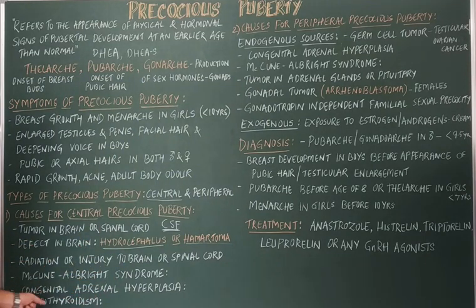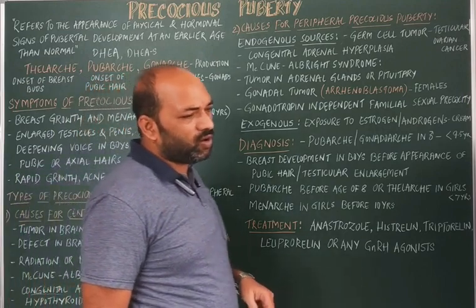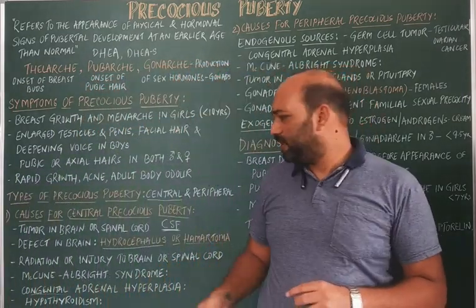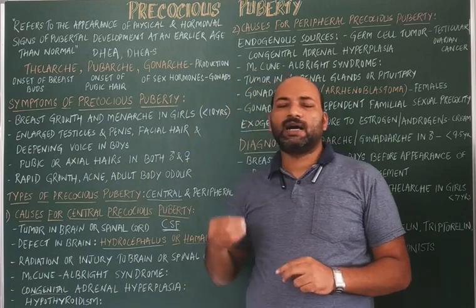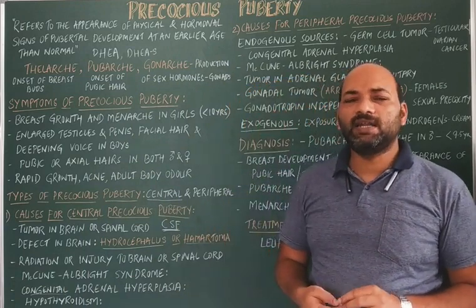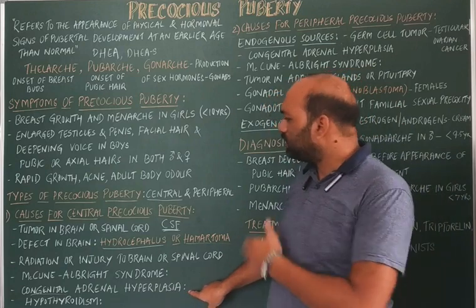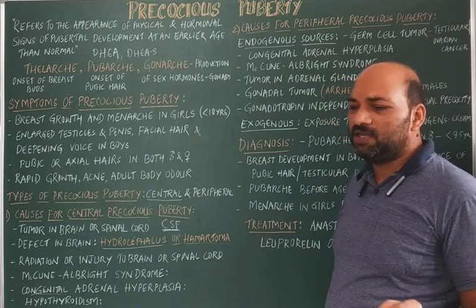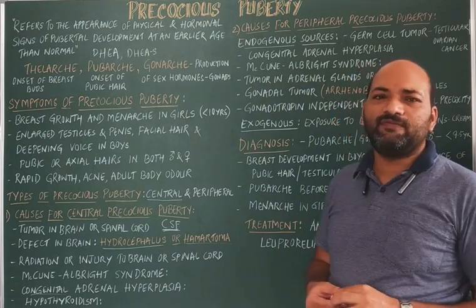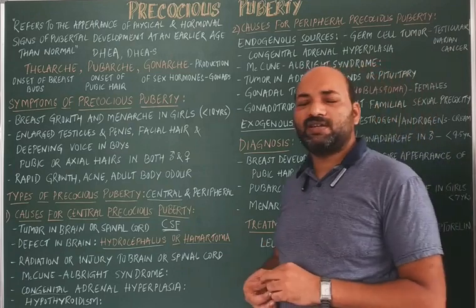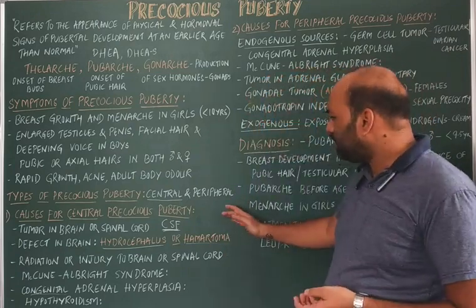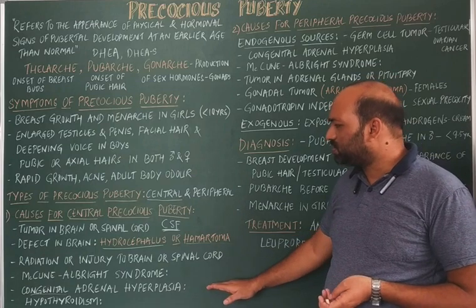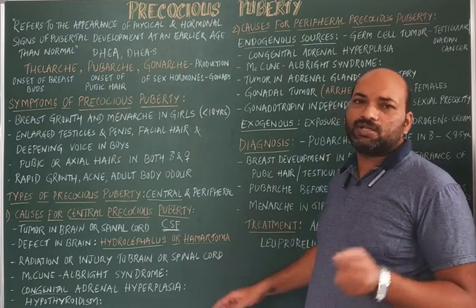Next one is congenital, means by birth, congenital adrenal hyperplasia. This is also a cause for precocious puberty, where by birth itself there is hypersecretion of the adrenal hormones. So that also is one of the causes. And the last one is hypothyroidism, which means there is low secretion of the thyroid hormones, either T3 or T4. So these are the different causes for central precocious puberty.